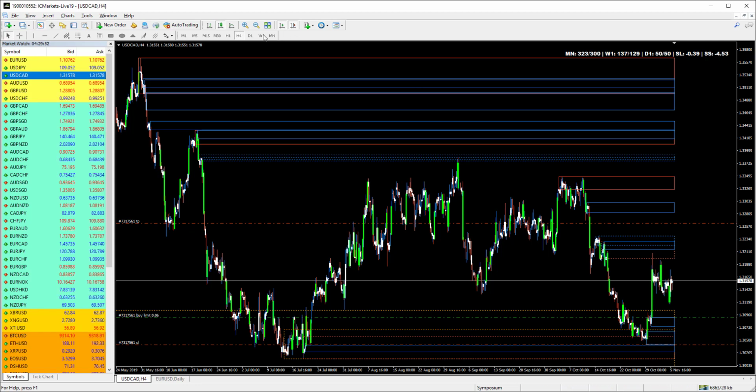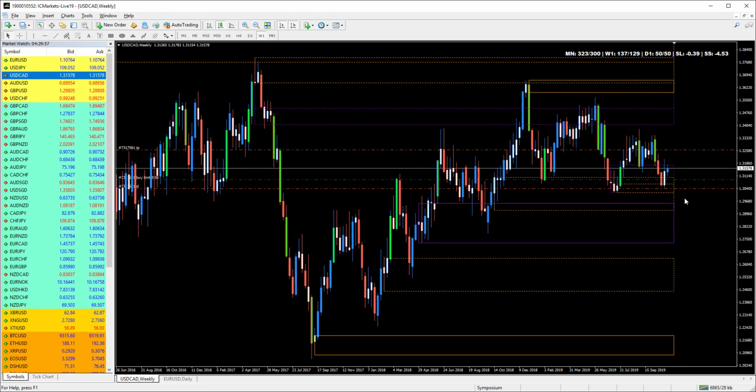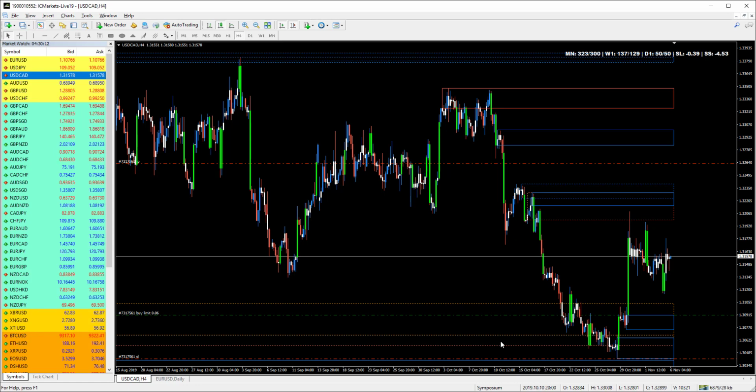Price rallied off of this weekly area of demand, and this is where we're looking to try and position ourselves long. Okay, so price moved into this weekly area. We moved through the child into the parent.